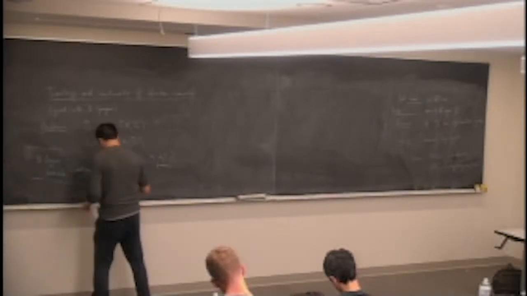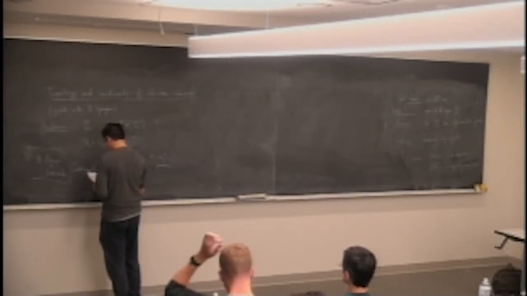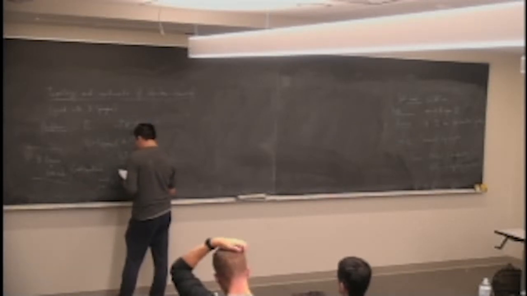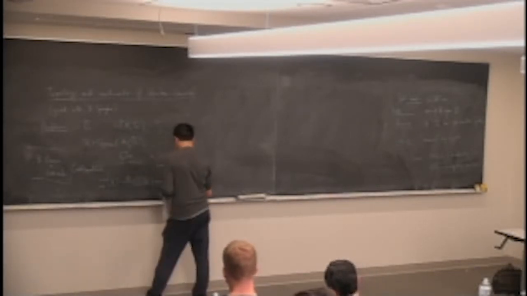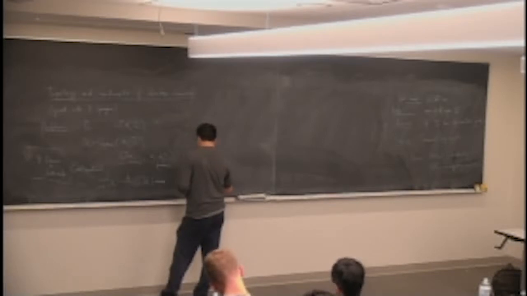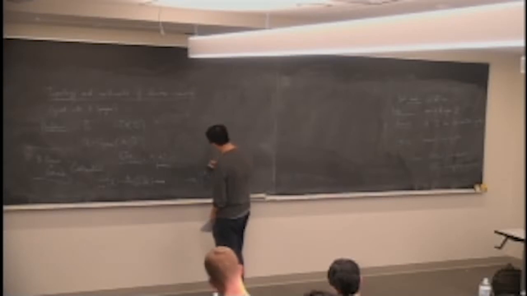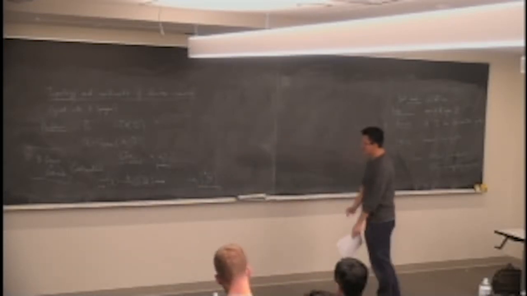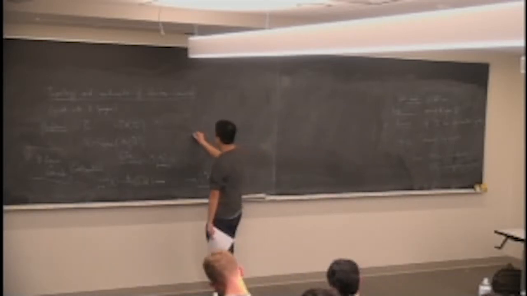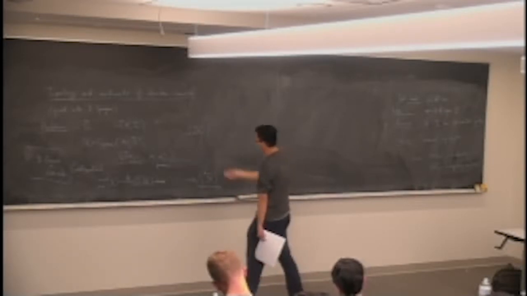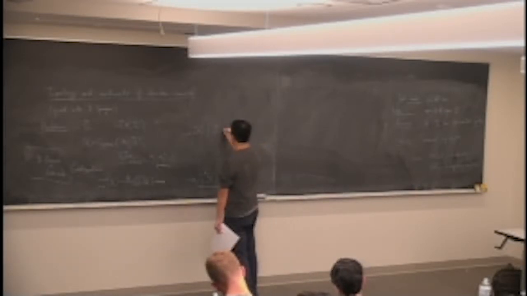Under these conditions, we can write down the following sequence. D is the dimension, let's say. What is an element in one of these spaces? Omega k of X contains elements that look like something like this.